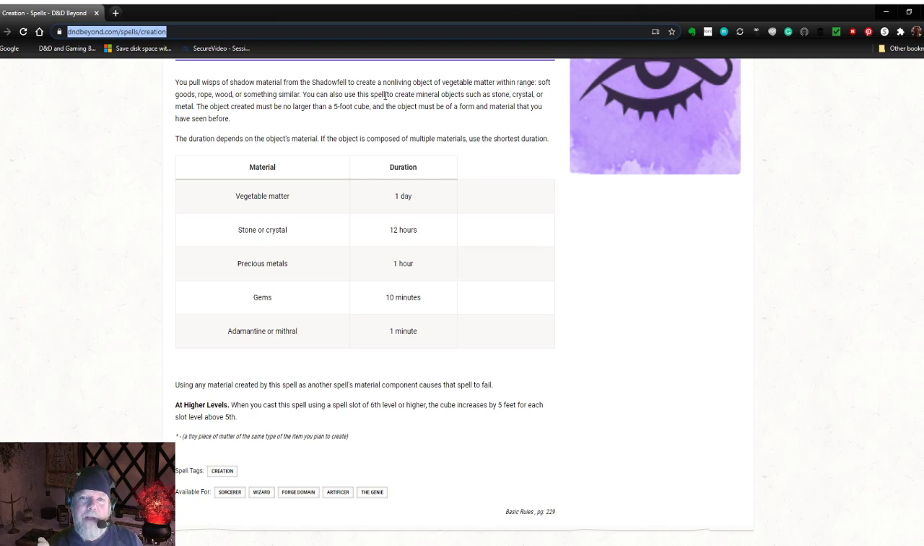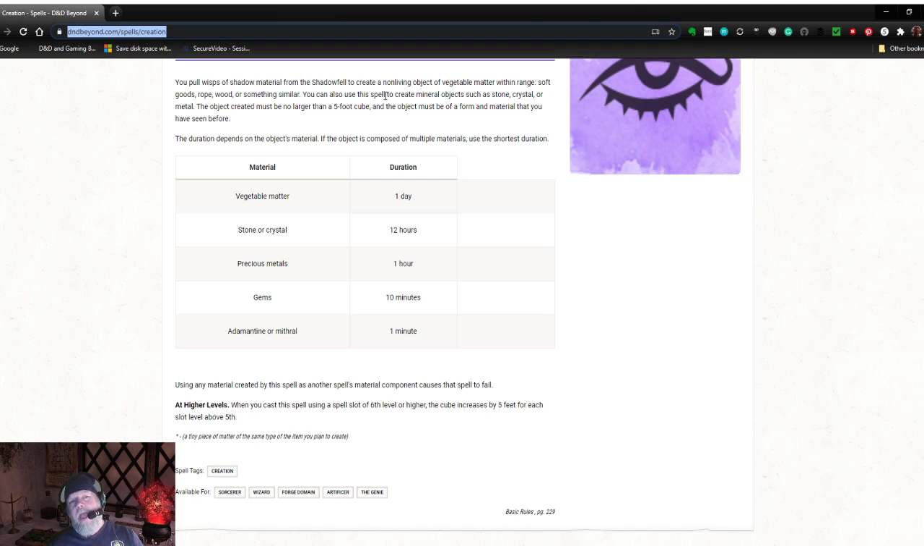So you pull wisps of shadow material from the Shadowfell to create a non-living object of vegetable matter within range. Soft goods, rope, wood, or something similar. You can also use the spell to create mineral objects such as stone, crystal, or metal. The object created must be no larger than a 5-foot cube, and the object must be a form of material that you have seen before. Now, the duration depends on the object's material. If the object is composed of multiple materials, use the shortest duration.